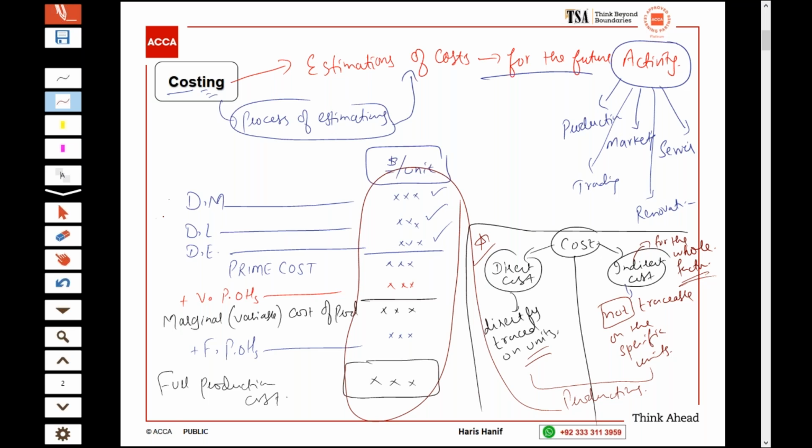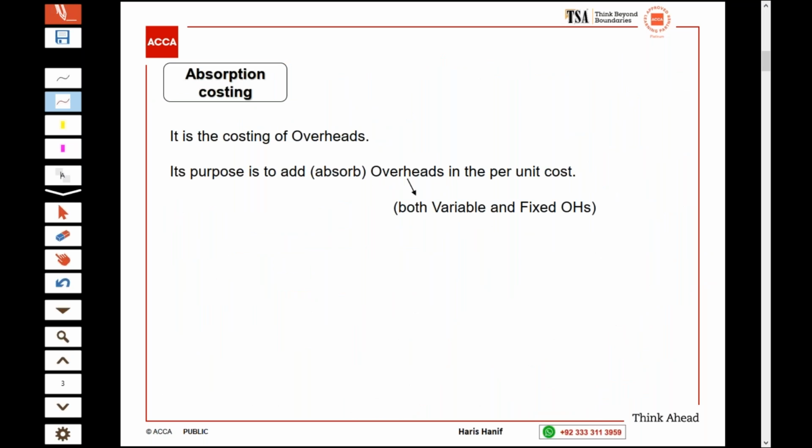See, in our course, there are different techniques for costing: direct material, labor, expenses, and overheads. Now we are going to discuss, from the examining point of view, absorption costing. What is absorption costing? It is written here: it is the costing of overheads.